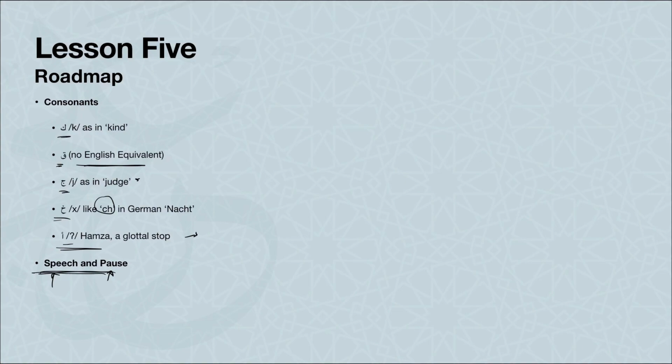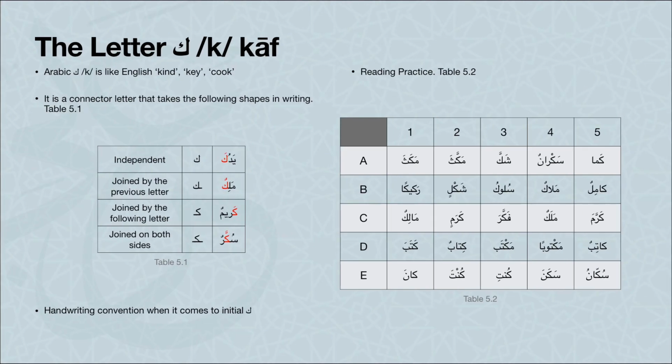So let's start with our first letter, which is the letter kaf. Of course, in Arabic, as we all know, letters have names, and this letter is called kaf. And if you trace it back into ancient times, you would realize that the word kaf means a palm of a hand. And that's why in Arabic the word kaf means palm.